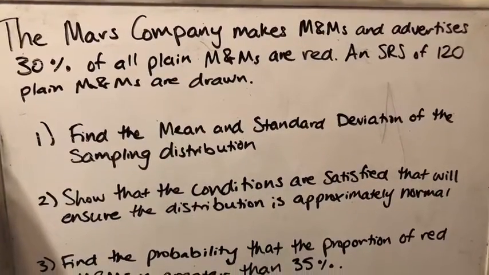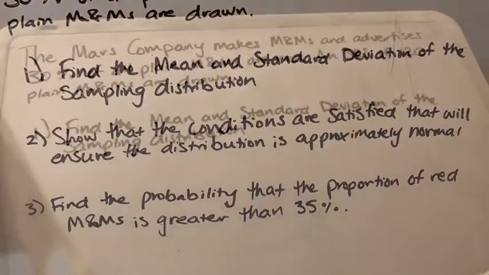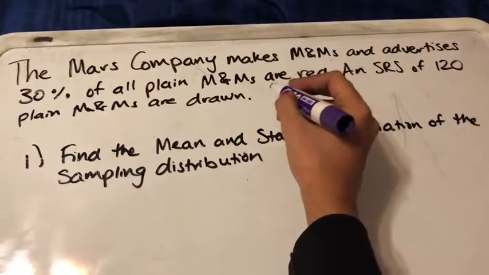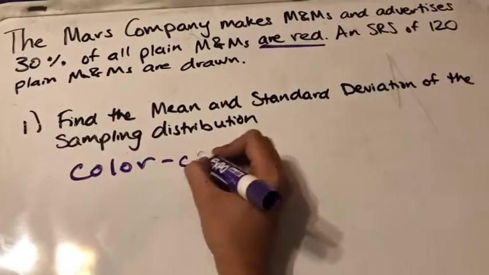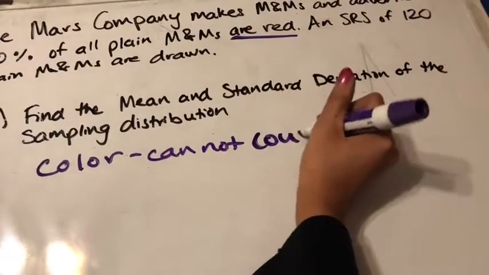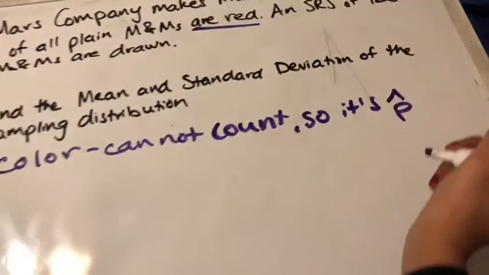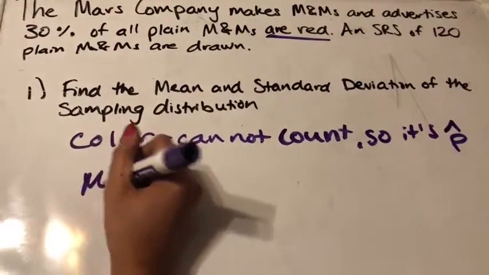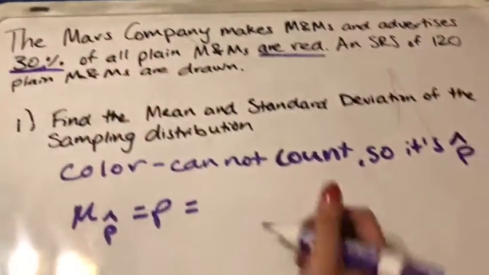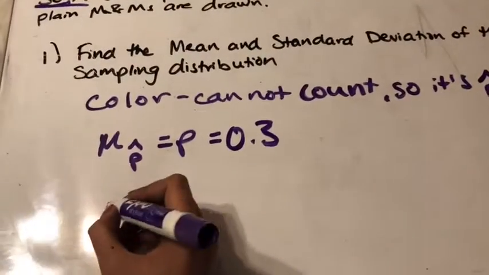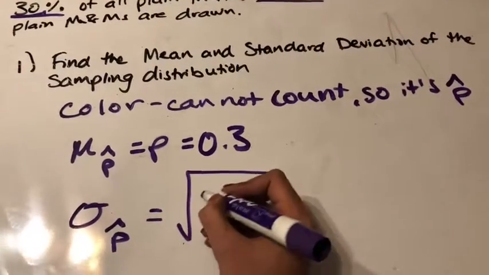Pause the video now if you would like to try the example by yourself first. For this question, the first thing you have to figure out is if you want to use p-hat or x-bar. In this question, since it's asking about color, which is not quantitative, it's categorical. So in this case, you would use p-hat. Now that you know it's p-hat, you can use the sampling distribution formulas for p-hat to find the mean and standard deviation.